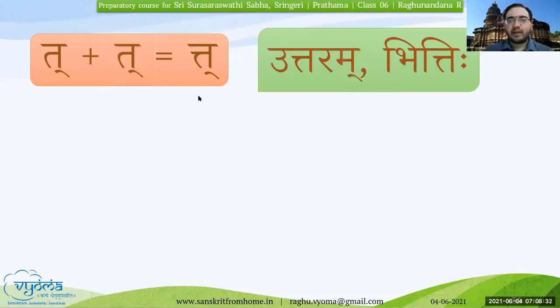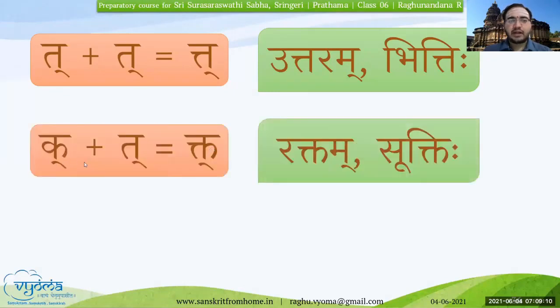Similarly, there are a few more examples with respect to the Sanskritam font for the computer, where we will have special symbols in some cases. One is T plus T, Tta, which is Uttaram, Bhittihi. If you see closely, one Ta is written in the same way, and instead of the other Ta, just one horizontal line is introduced. This depicts that there are two takaras, Uttaram, Bhittihi. Make note of these points.